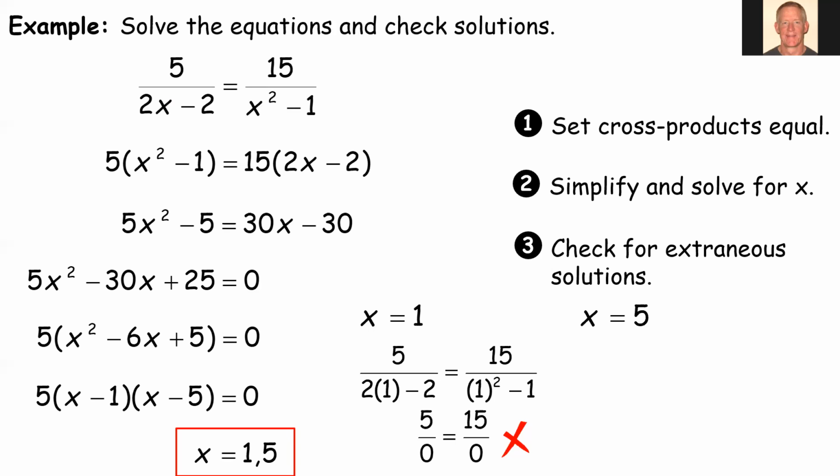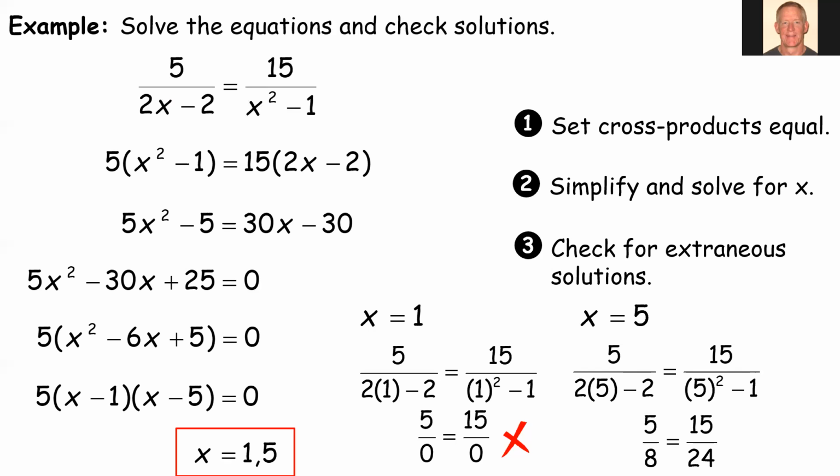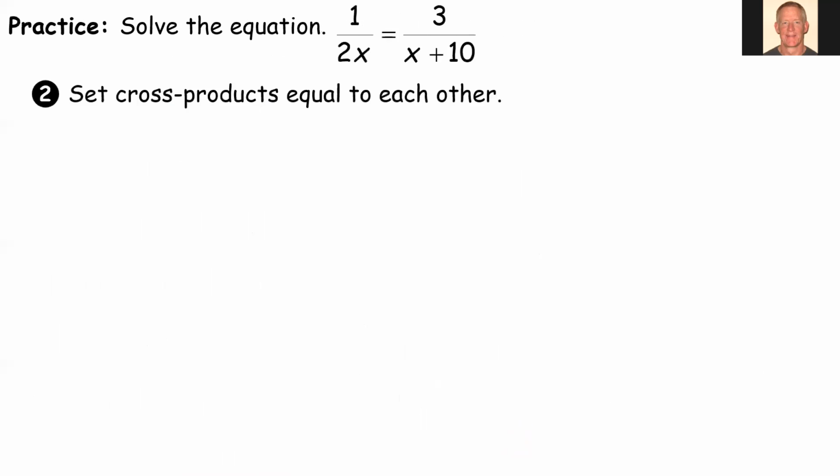Let's try x equals 5. Same thing, plug it in for x. And this time we get 5 over 8 equals 15 over 24. Is that true? Well, yes. If we divide 15 and 24 by 3, we get 5/8. So we have a good solution there. All right. Let's do another example here. See if you can work through this one yourself. Pause the video and then go ahead and continue.